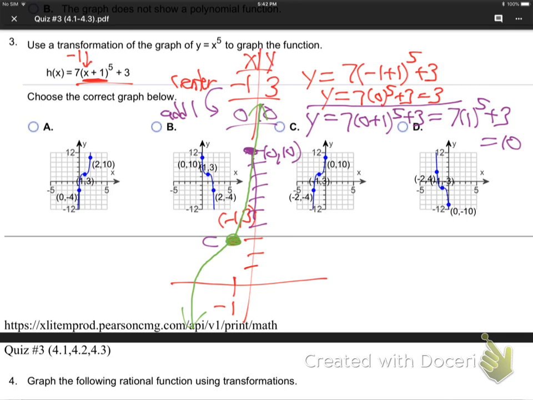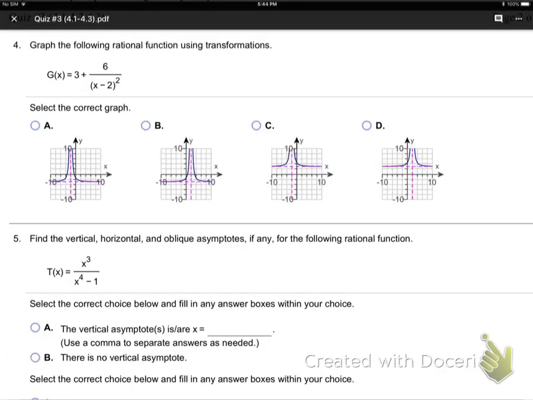So which one has that? Going up to the right kind of thing, and the center is minus 1, 3. This one, minus 1, 3, 0, 10. The answer is C.